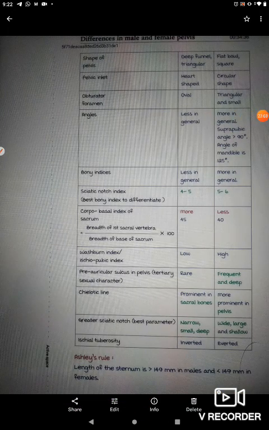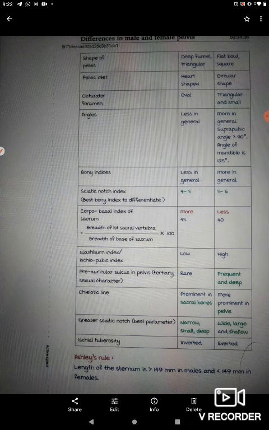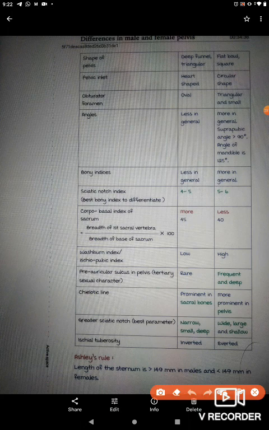So what all we have seen in this sex determination, the best parameter is the sciatic notch. Best parameter for the sex determination is the sciatic notch. By sciatic notch, we can best differentiate. Sciatic notch is larger, wider, and shallower in the female as compared to the male counterpart.